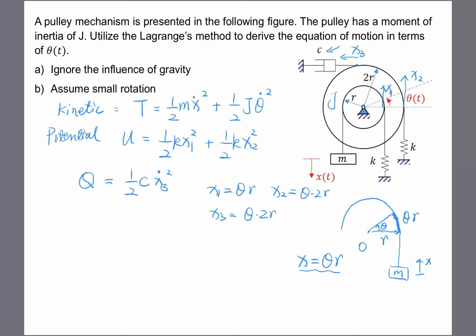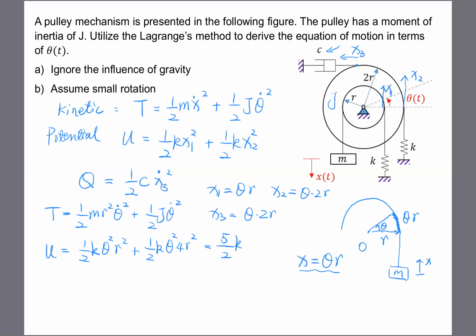Your T becomes half m r squared theta dot squared plus a half J theta dot squared. And then your U is half k theta squared r squared plus half k theta squared 4r squared. And then we can sum them together. It's 2.5 k r squared theta squared.